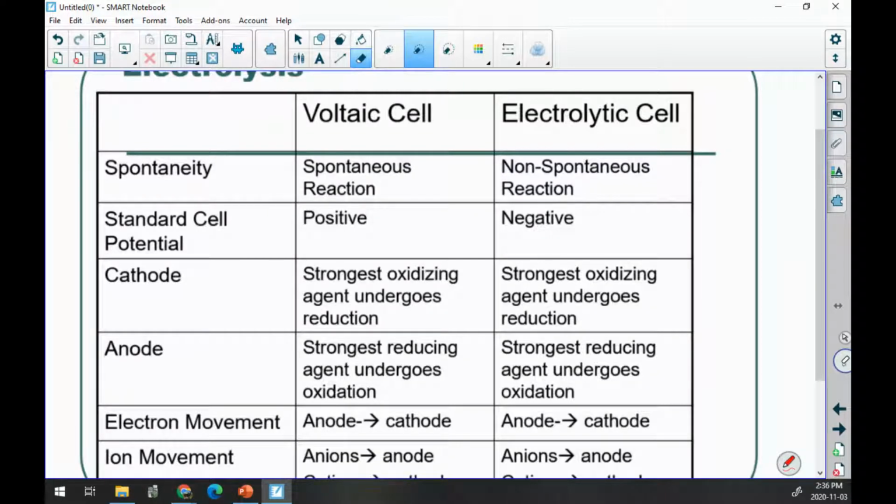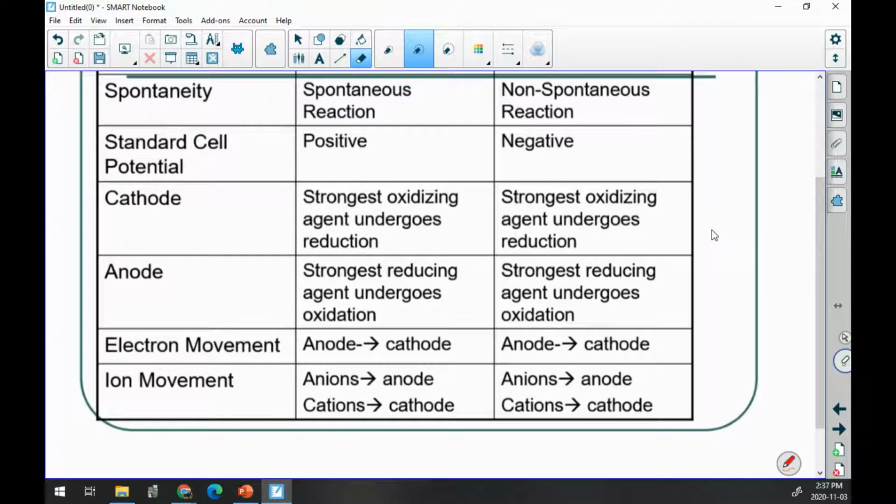The strongest oxidizing agent is at the cathode. The strongest reducing agent is at the anode. All of those are the same. Ion movement is the same. So nothing that we have talked about before is going to change other than where our OA and our RA are in relationship to each other on your table of half reactions. In other words, the OA is not going to be strong enough to rip the electrons off the RA itself.